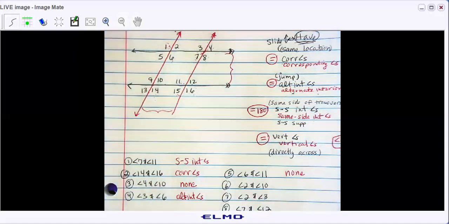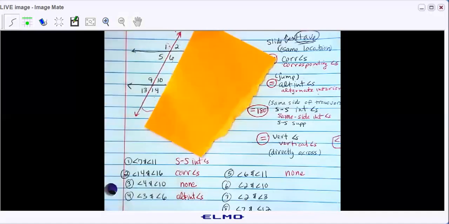So angles 2 and 10. Okay, so if I cover up this transversal, I can see both angles 2 and 10. So think about it for a minute. And somebody tell me, what do you think? First, ask yourself, is it an interior angle? If not, is it a slide or directly across? Angles 2 and 10.